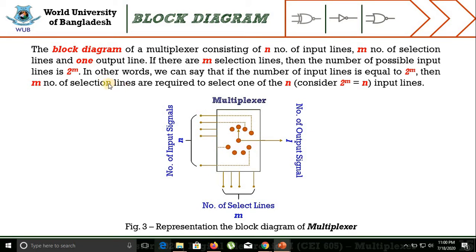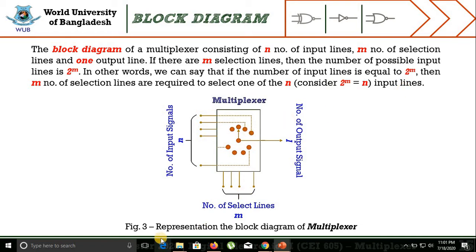Now from this slide we may learn the block diagram of the multiplexer. So let's start. The block diagram of a multiplexer consists of n number of input lines, m number of selection lines, and one output line. If there are m selection lines, then the number of possible input lines is 2 to the power m. In other words, if the number of input lines is equal to 2 to the power m, then m selection lines are required to select one of the n input lines.